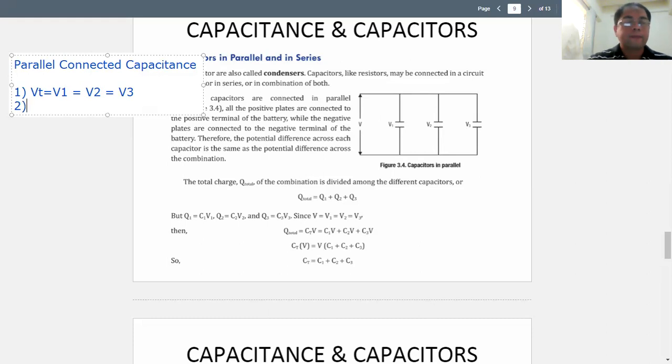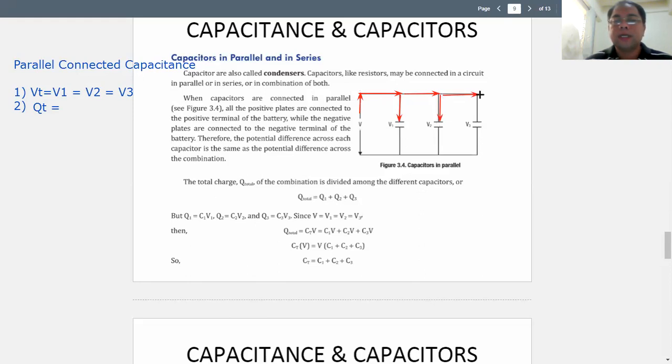Number 2, we also know that the total charge, Q sub T, is our total charge. So the total charge which comes from our battery, we have a charge here coming from the battery. And again, this one will go to the different capacitances. So the charge eventually splits into 3 different directions.